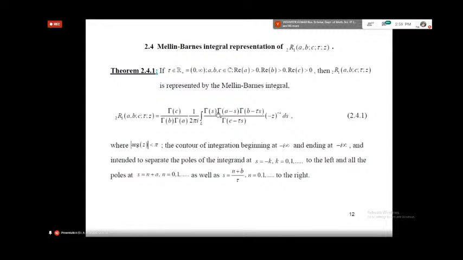So integration of gamma, that means this is called the Mellin-Barnes integral representation. It means this equation can also be put in the form of this Mellin-Barnes integral. This is the gamma s, gamma a minus s, gamma b minus tau s divided by gamma c minus tau s, minus z raised to power minus s ds. And here we take a contour. You must be aware of contour integration, starting from this minus this and ending this, starting from this to this.